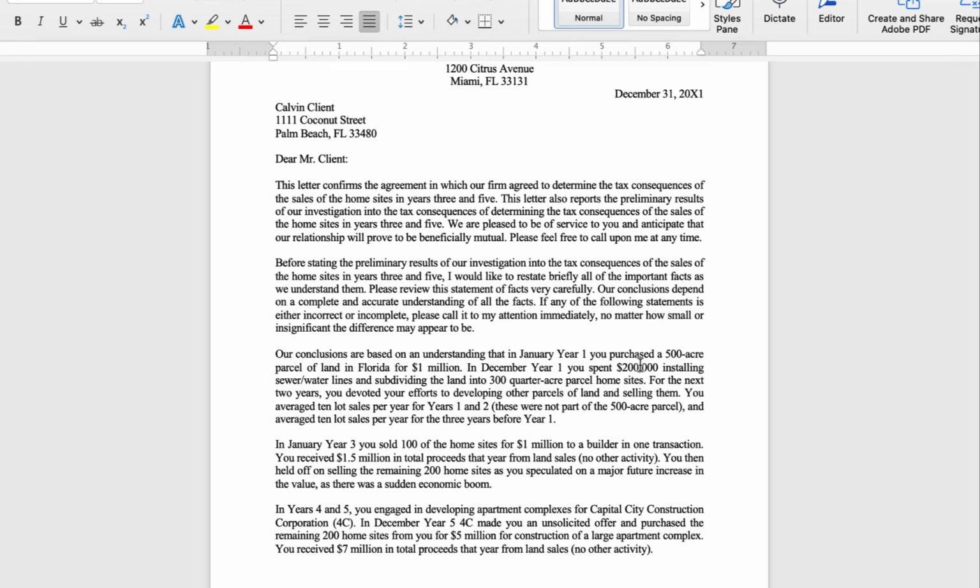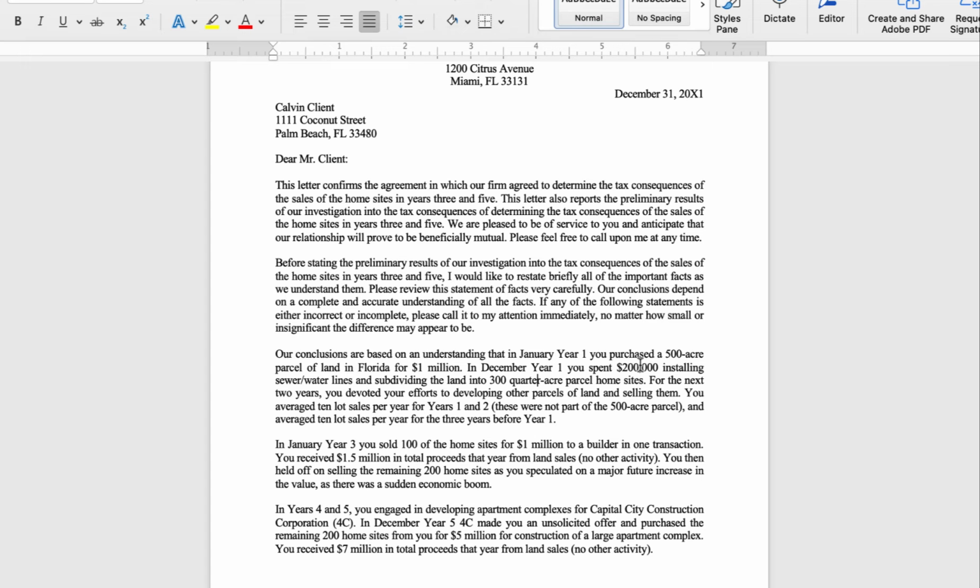In years 4 and 5, you engaged in developing apartment complexes for Capital City Construction Corporation, also known as 4C. In December year 5, 4C made you an unsolicited offer and purchased the remaining 200 home sites from you for $5 million for construction of a large apartment complex. You received $7 million in total proceeds that year from land sales, no other activity. Boom, got it. A lot of stuff. We finished step 3. Okay, moving on. Got 7 steps. Now we're moving on to step 4.